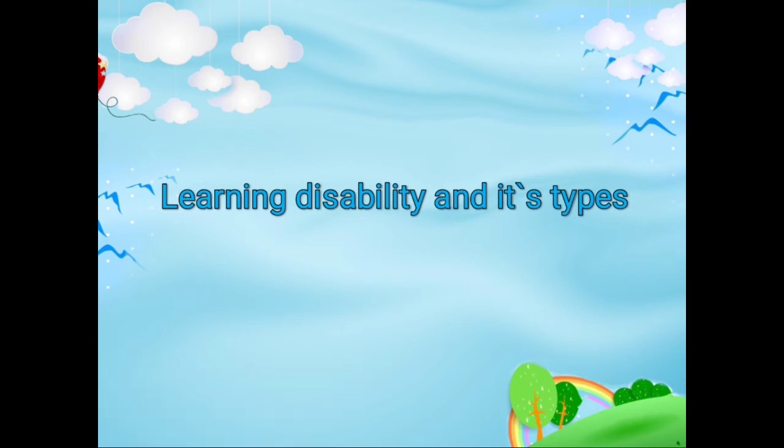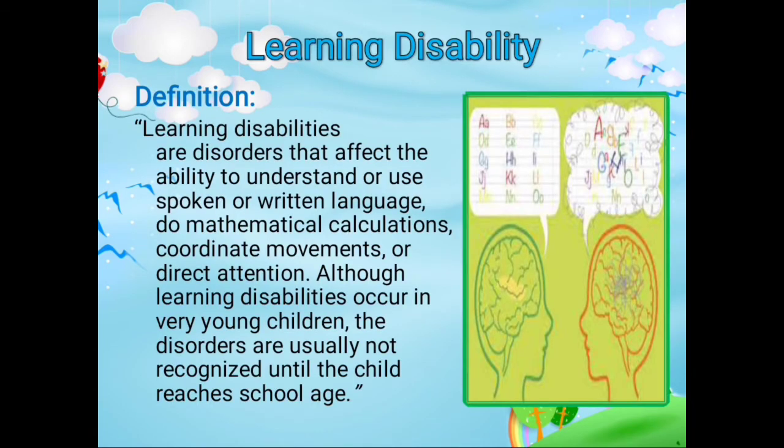Around 5 to 9% of the population has a learning disability. Students with learning disabilities are 3 times more likely to drop out of school, and 14% of all public school students receive special education services. Although learning disabilities occur in very young children, the disorders are usually not recognized until the child reaches school age. And in America, 1 out of every 5 people has a learning disability.